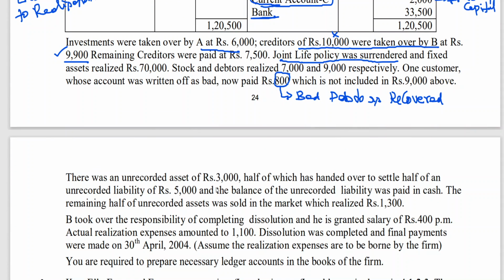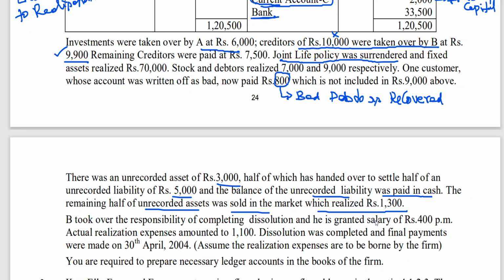There was an unrecorded asset of 3,000, half of which was handed over to settle half of an unrecorded liability of 5,000, and the balance of the unrecorded liability was paid in cash. The remaining half of the unrecorded asset was sold in the market, which realized 1,300. This is a very important point.